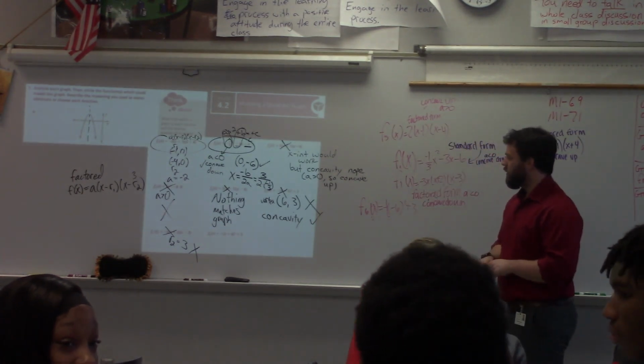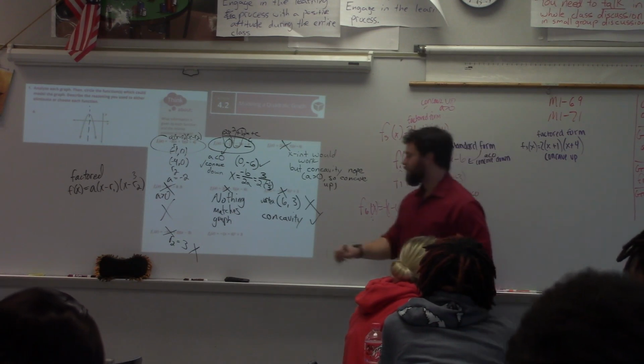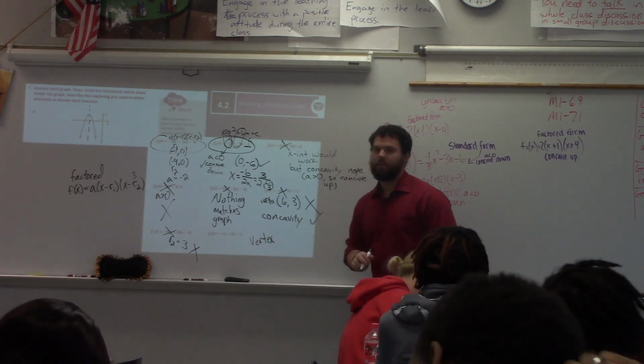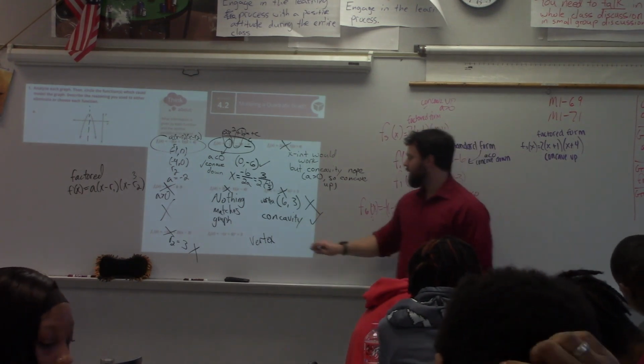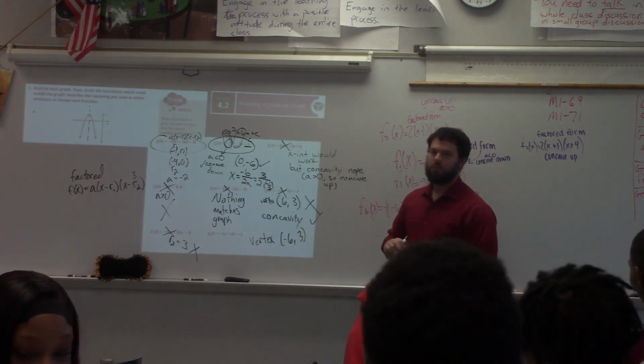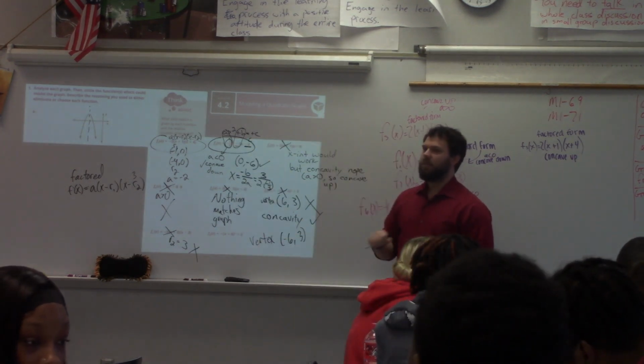Okay. What about F8? What would my vertex be for F8? Negative 6, comma 3. I would say negative 6 to the left, 3 is up.